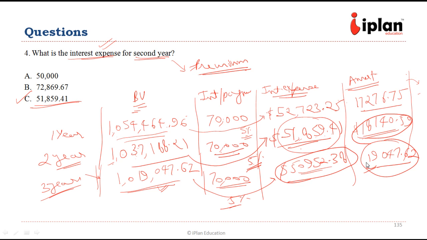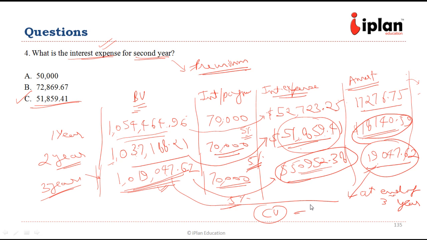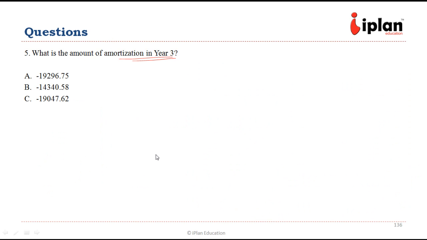And if we look at it carefully, the difference between these two, which will be the carrying value at the end of third year, the difference between these two is going to be $1 million, which is nothing but the face value of the bond. So that says our calculation is right. So 19,047.62 is the amortization for third year. So this was what being asked in fifth question.